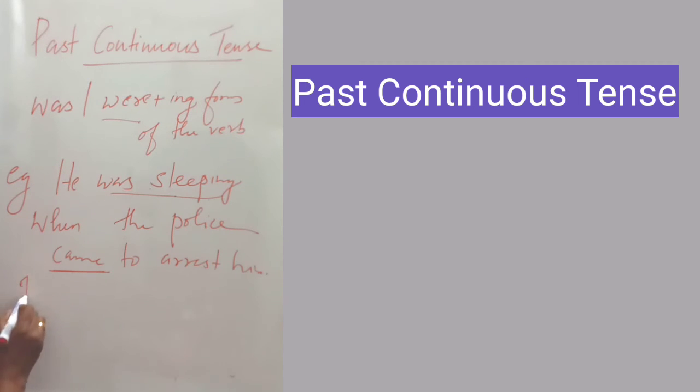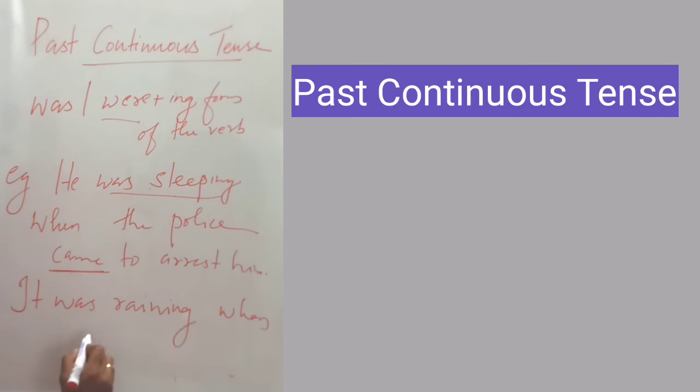It was raining when she came in. Here was plus the ing form of the verb, that is past continuous tense, and here simple past. It is often used together with a past tense to show that one activity was in progress. It was raining. Here we used past continuous tense.